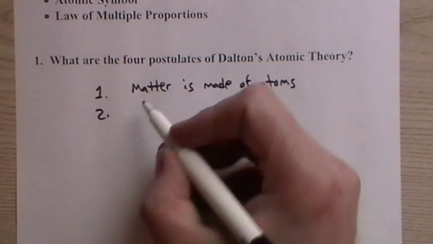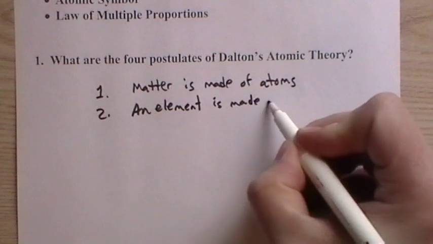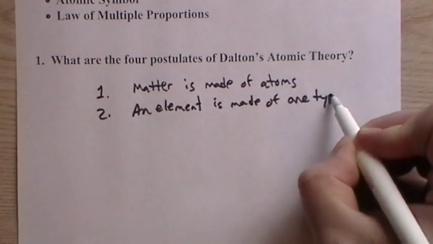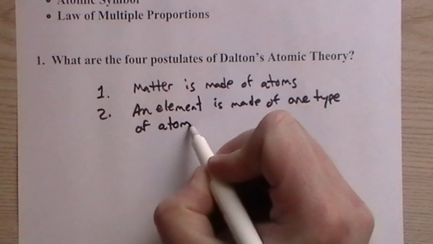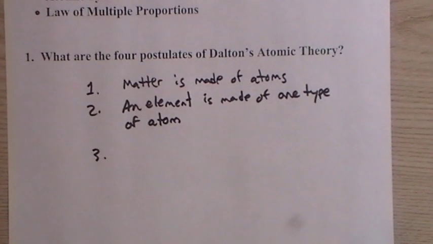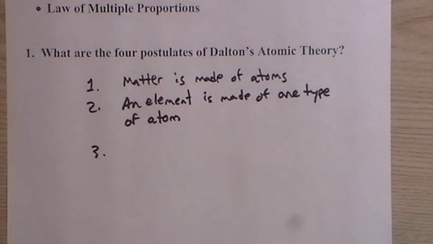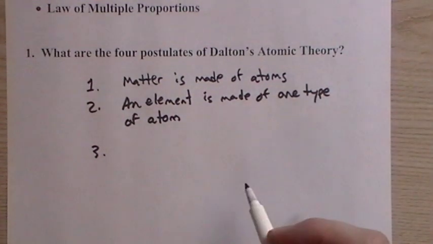Two, an element is made of one type of atom. Now, matter is made up of atoms. We know that the atoms are then made up of 3 subatomic particles, and those are made up of other subatomic particles. But Dalton didn't know that. And so it's basically true for the stable matter that we normally deal with, it's made up of stable atoms. An element is made up of one type of atom. We know that there are isotopes. Again, Dalton didn't know that. But basically, these postulates are true.